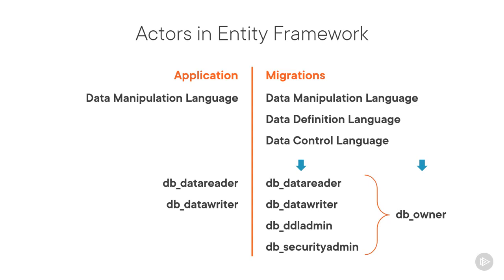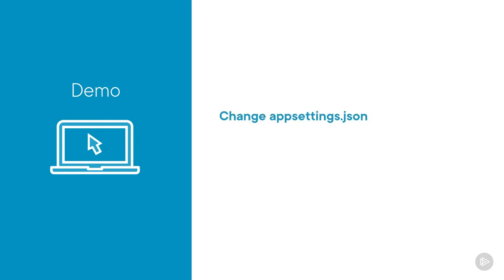The important thing to remember is that applications need far fewer privileges in order to perform their function than do migrations. Carlos wants to practice the principle of least privilege. He changes his connection string in app-settings.json so that it is not using his administrator login. Then he focuses on migrations.